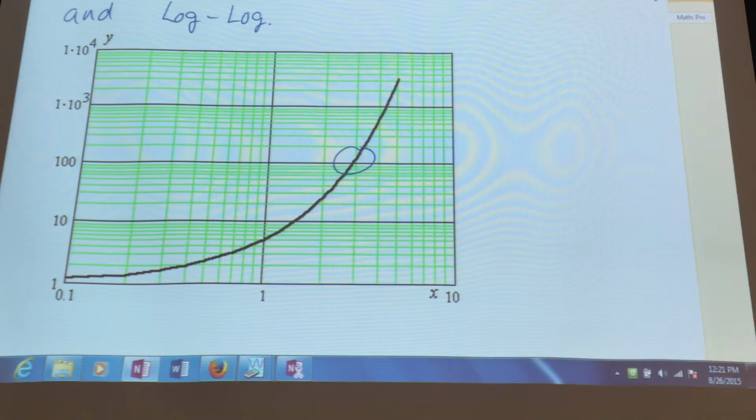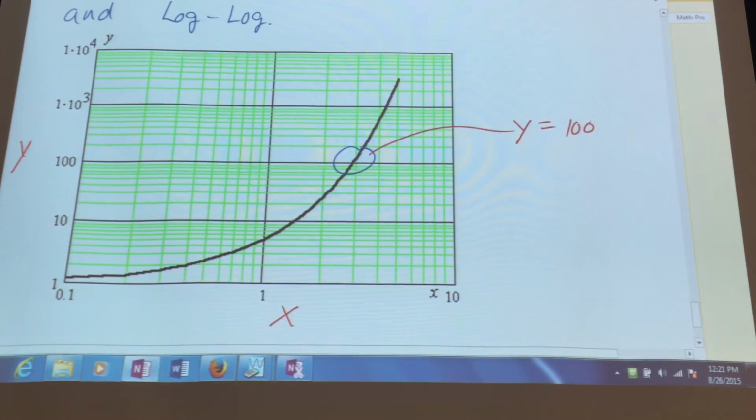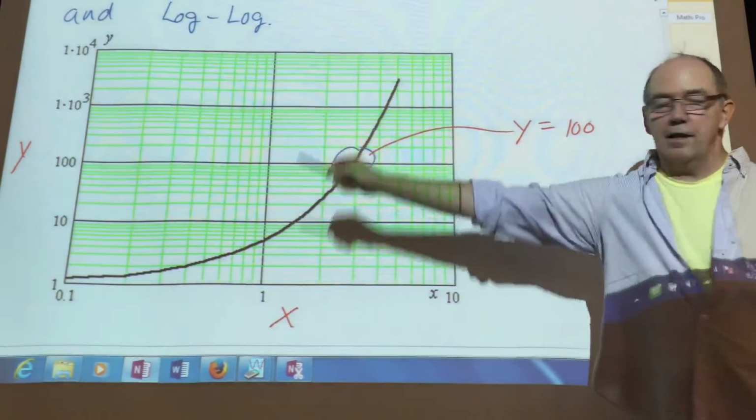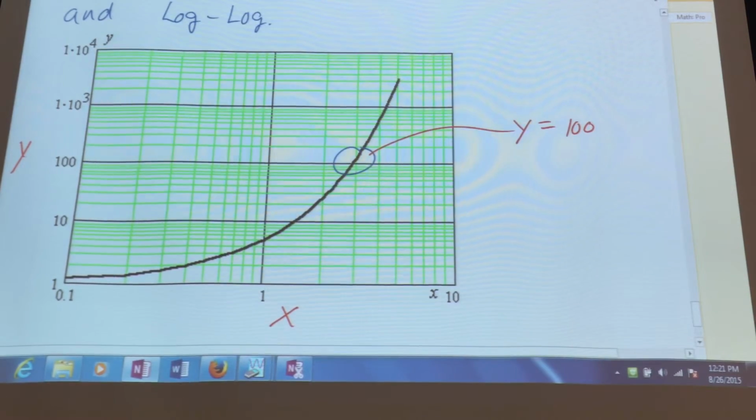You say, well, okay, this number, we need to label this, we'll call y, and we'll call this one x. For this point, we have a y value of 100. Everybody's okay with that? If you're looking for the y value, you just read horizontally across until you get there. If you're looking for the x value, you just have to read down. Comes out close to that.